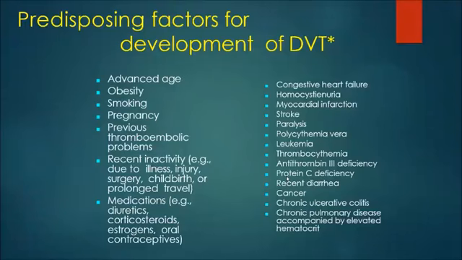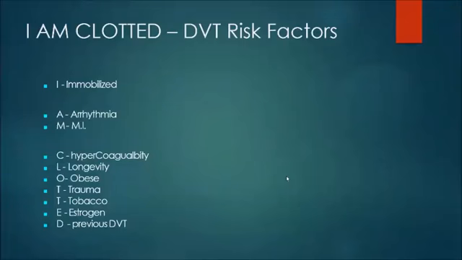Okay, so some predisposing factors for the development of DVT. You can go through advanced age, obesity, smoking, pregnancy. You guys can just go through the list. This is a great mnemonic that you can use for the causes of DVT. It's I am clotted. So you want to go over this. It's pretty self-explanatory, but make sure you know this, so it's very important.